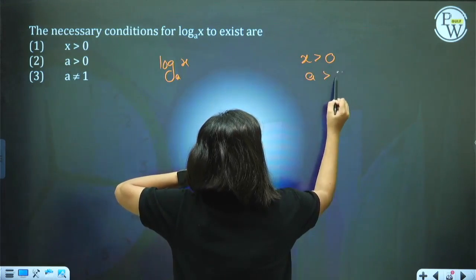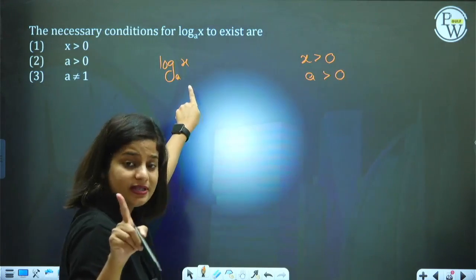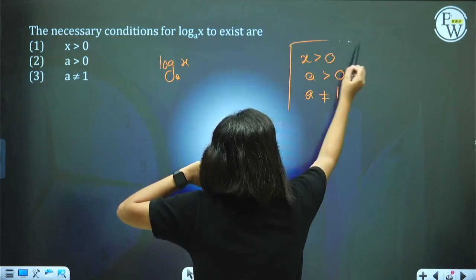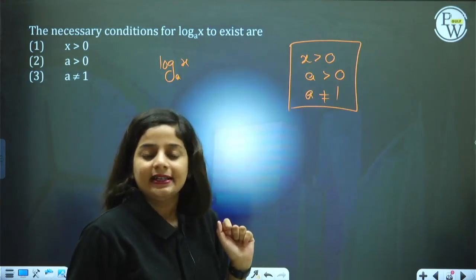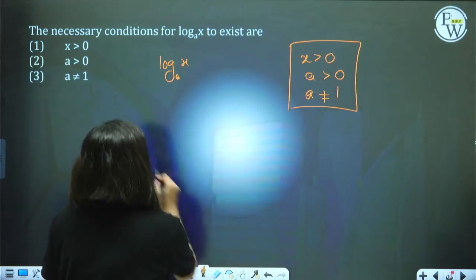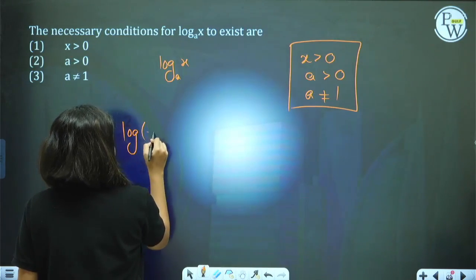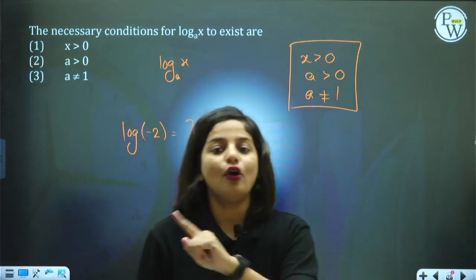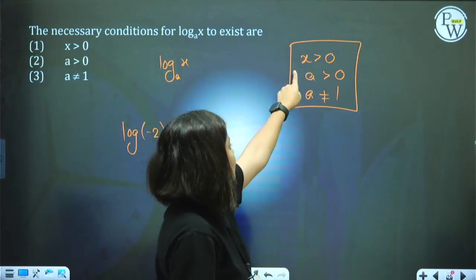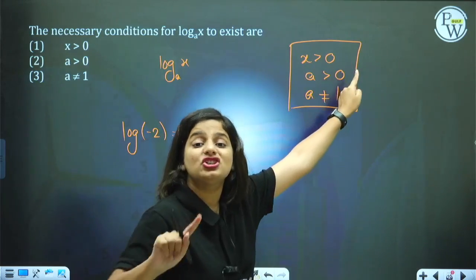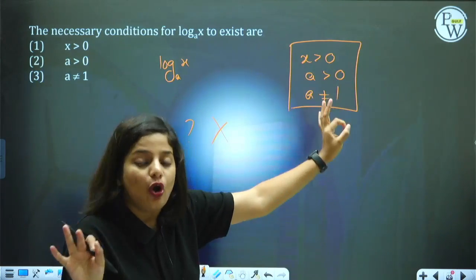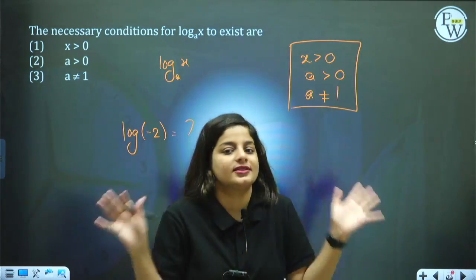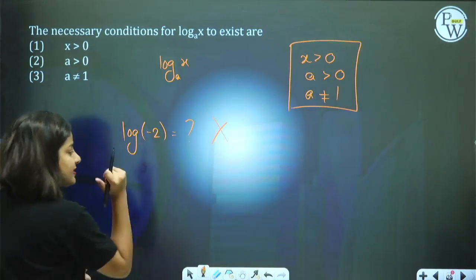A should also be greater than 0. Base should always be positive, and also base should not be equal to 1. That means if I say log of minus 2, it doesn't exist. Log of a negative number doesn't exist. We always talk about log of numbers which are greater than 0, not even equal to 0. Log 0 doesn't exist. Log negative doesn't exist. Log positives, yes, it exists.